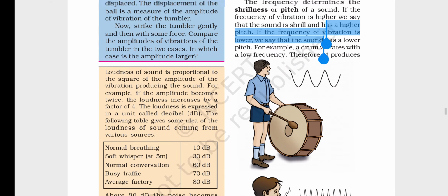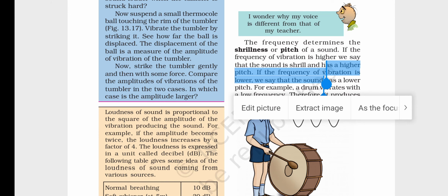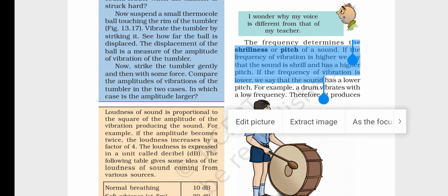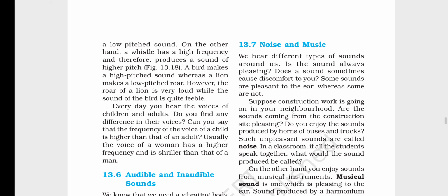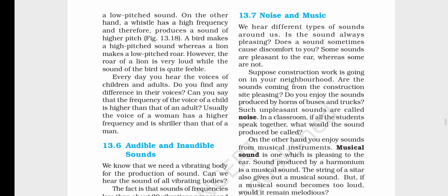It's not so high. The frequency determines the shrillness or pitch of a sound. If the frequency of vibration is higher, we say that the sound is shrill and has a higher pitch. If the frequency of vibration is lower, we say that the sound has a lower pitch. For example, a drum vibrates with a lower frequency, therefore it produces a low pitched sound. On the other hand, a whistle has a high frequency and therefore produces a sound of higher pitch.